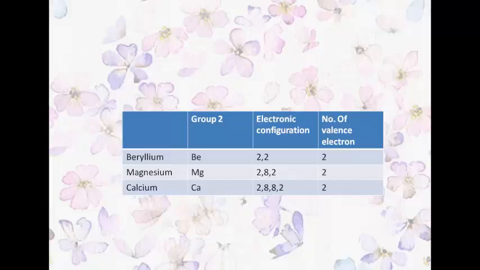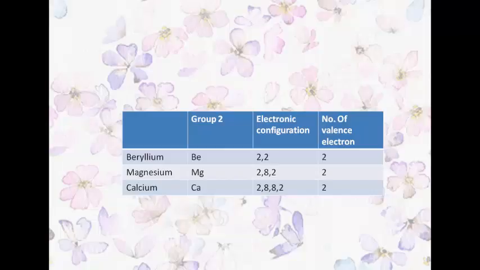Like we take the group 2 example, we have kept 3 elements as an example, beryllium, magnesium, calcium, with electronic configuration 2,2 for beryllium, 2,8,2 for magnesium and 2,8,8,2 for calcium, where they have 2 valence electrons in common. So all the elements of group 2 have 2 valence electrons in each of their atoms. As you can see here, the atoms of group 2 elements beryllium, magnesium and calcium can lose their 2 valence electrons easily to form positive ions, that is Be2+, Mg2+ and Ca2+ respectively, each having two units of positive charge. So the group 2 elements are divalent, having 2 valence electrons, and ionic in their chemical reactions.